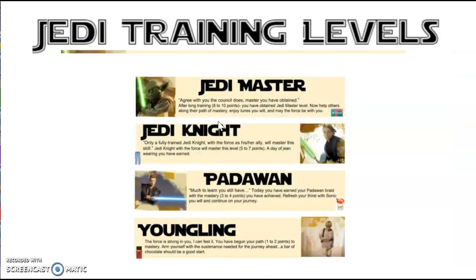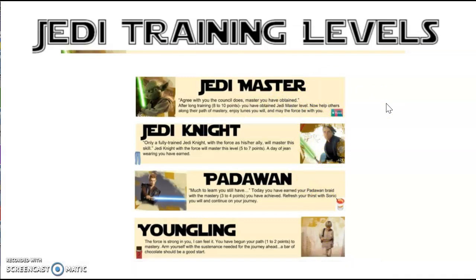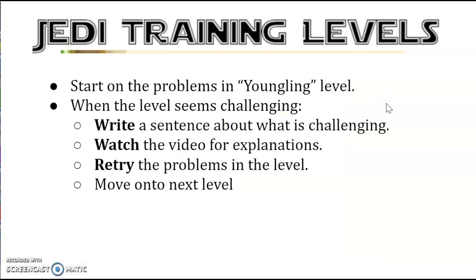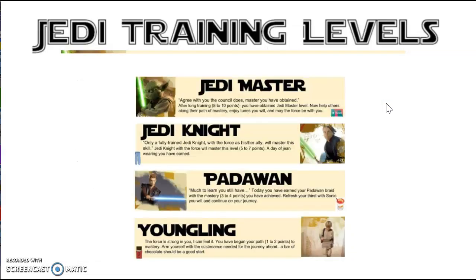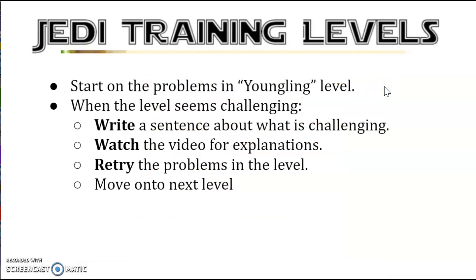Okay? All right, so this is your time to do some practice. We are going to divide it into 4 different levels because everybody's at a different proficiency level and comfort level. So Youngling level is the beginner, then Padawan, Jedi Knight, and Jedi Master is the goal we want to get to. Everybody's going to start with the Youngling level, and you are going to write a sentence about what is challenging when a level seems challenging, watch the video for the explanation, and retry the problems in that level. Okay, and then move on to the next level.